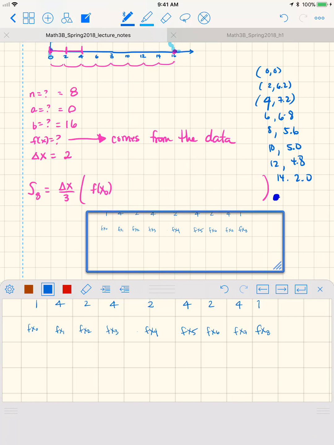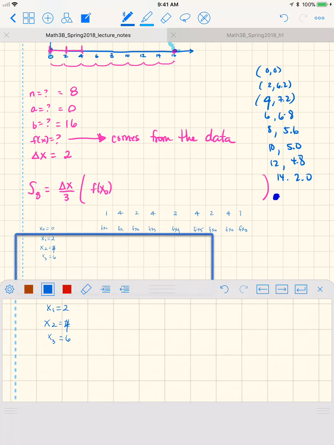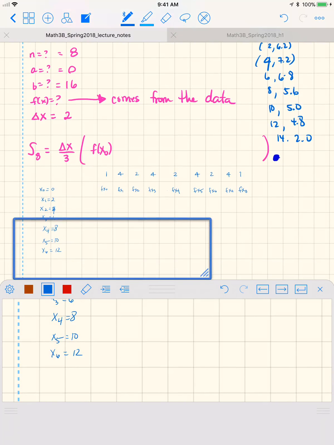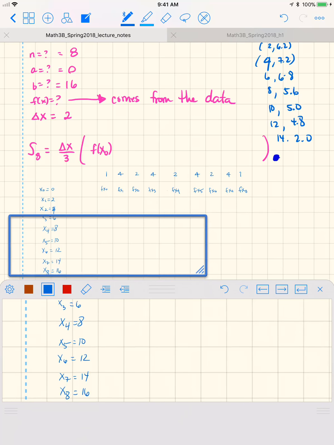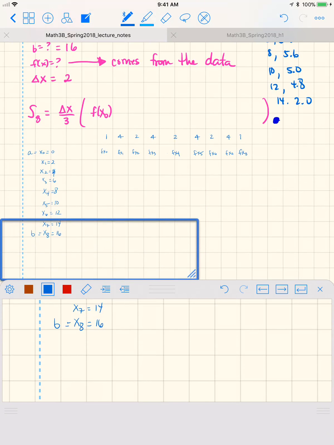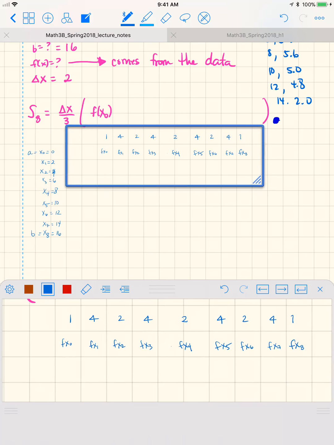So now, what is f of x naught? Well, let's come up with a list. So x naught is 0. x1 is 2. x2 is 4. x3 is 6. x4, 8. x5, 10. x6, 12. x7, 14. x8, 16. So remember, A is always x naught and B is always xn. So we're right on track with what we would expect.